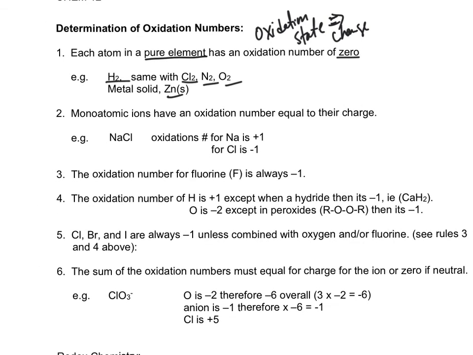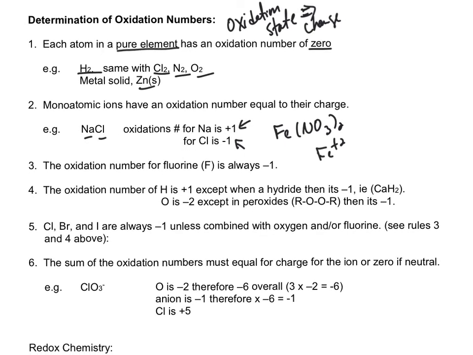Monoatomic ions have an oxidation number equal to their charge, we've already talked about this. If you have NaCl, Na would be +1, Cl would be -1. We've figured out how to determine that. FeNO3 is Fe plus 2, right? And the same way that we know what that charge is to be able to name it, that's still what we call the charge, but now we're just going to call it the oxidation state. The oxidation number for fluorine is -1.